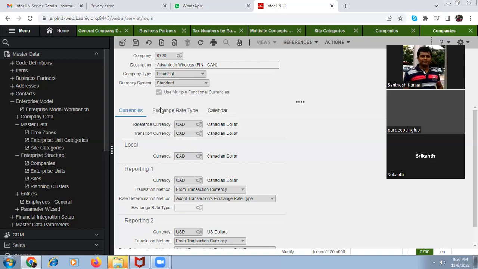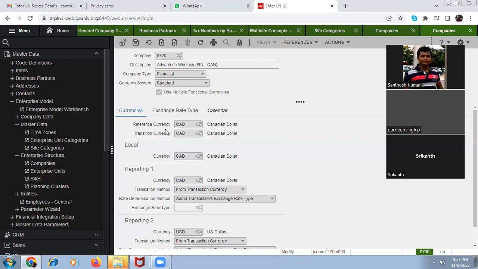The currency system in LN supports up to three home currencies. We call it a home currency set: one is local, reporting one, and reporting two. These three home currency sets mean we can use up to three home currencies. One is mandatory, the local company currency. Reporting one and reporting two are optional; if you want, you can use them, otherwise you can keep them empty. Why we have two reporting currencies, or three currencies in the set in LN, I can explain tomorrow.